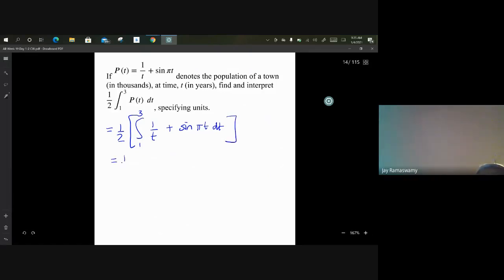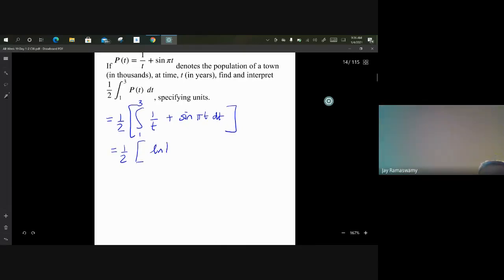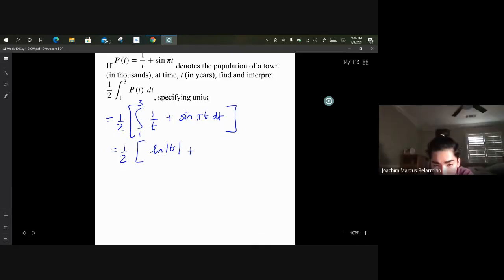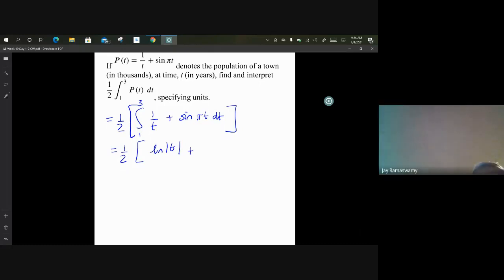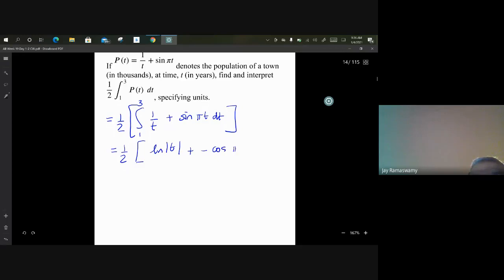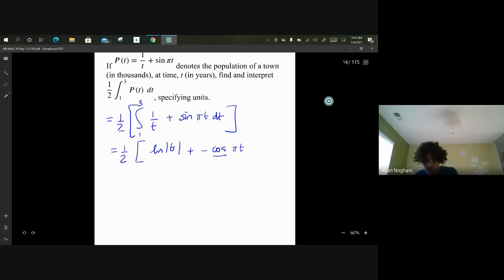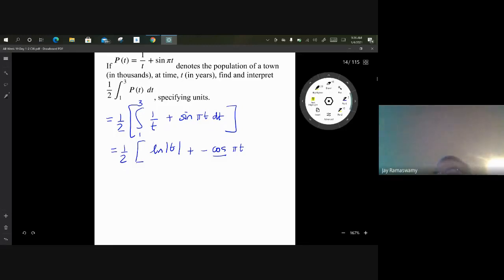Look down, look down. I'm walking you through it. Okay, formula review. What's the integral of 1 over t? Ln absolute value of t. Very good. Careful, is that sine t or sine pi t? Sine pi t. What's the integral of sine pi t? Negative cos pi t over pi.